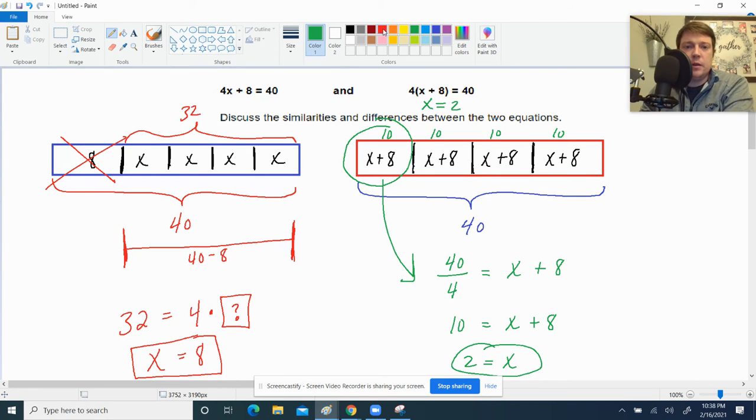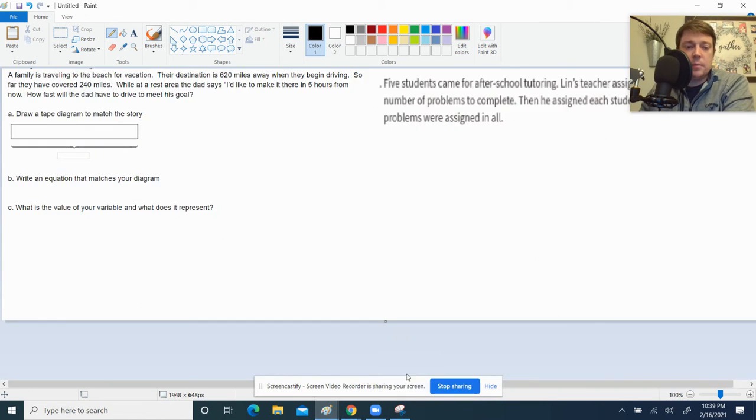And over here on the other side, x turned out to be 8. So they look similar to each other, but they have different solutions. That's kind of the theme of these two different types of equations and tape diagrams that we can represent them with. And the last thing I want to finish with on this video is a couple of word problems where we go through that same idea.